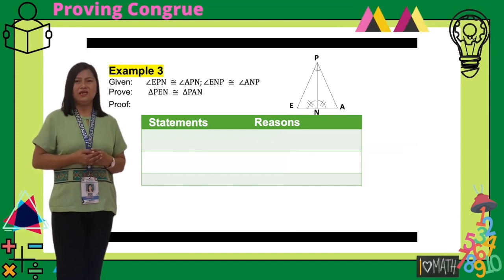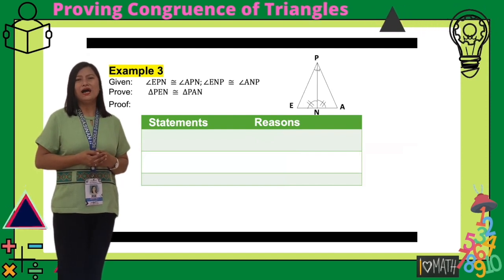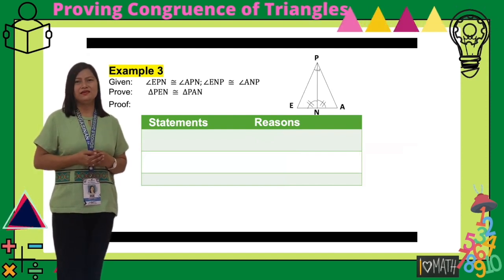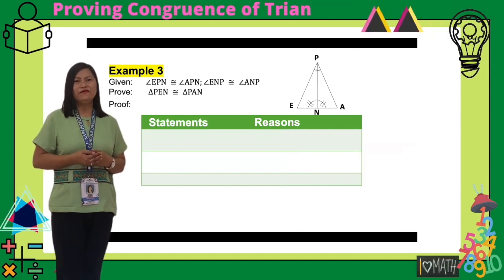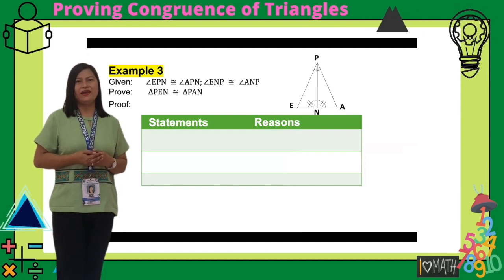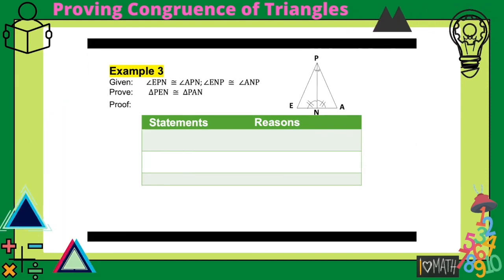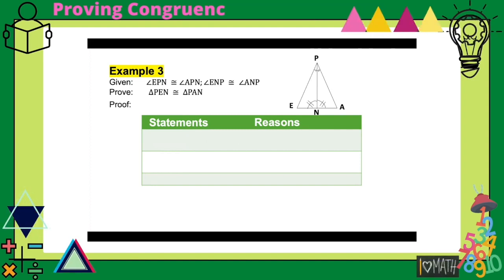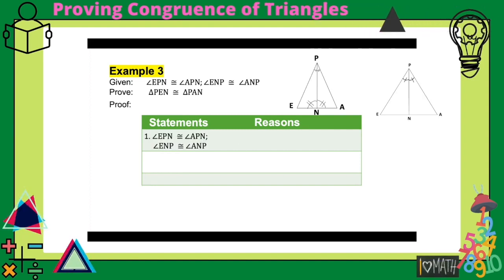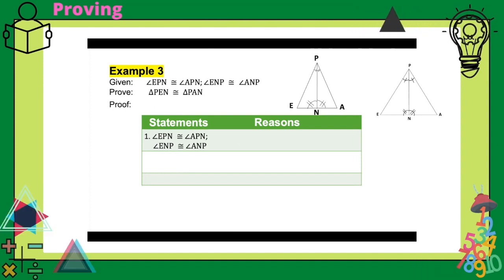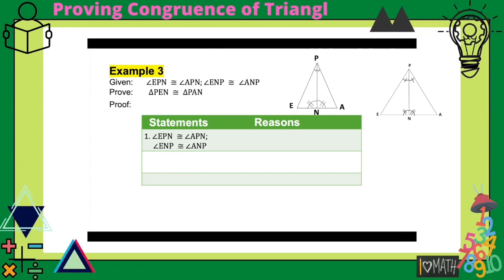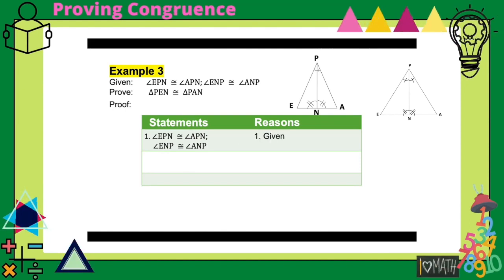Another, given angle EPN is congruent to angle APN. Angle ENP is congruent to angle ANP. Prove triangle PEN is congruent to triangle PAN. Let's have the proof. Statement 1, we have angle EPN is congruent to angle APN. Angle ENP is congruent to angle ANP. And the reason is given. What do you think will be statement 2?